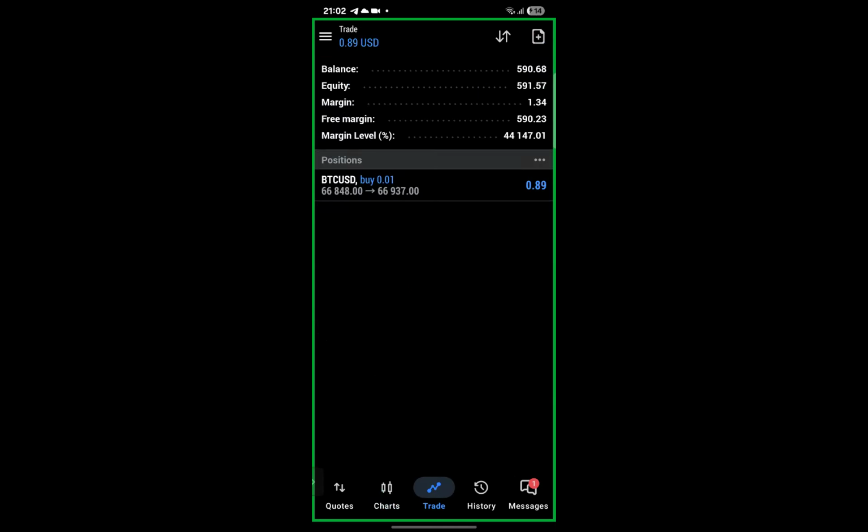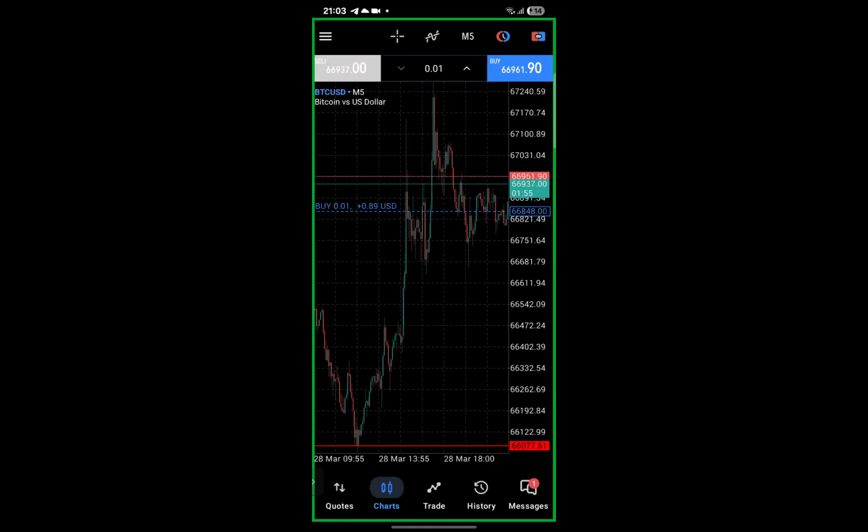If I leave this trade alone and the market keeps going up because I took buy, which means up, this 0.89 can grow to 10, can grow to 20, can grow to 40, can grow to 500, can go to 1,000. But here's the thing about the forex markets. The forex market doesn't just keep going up like that forever. It moves in waves. It goes up, comes down, it goes up, it comes down.